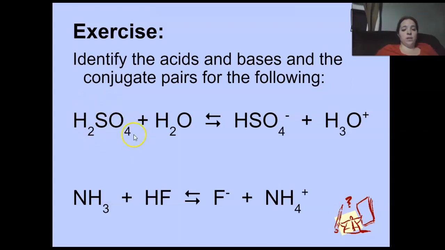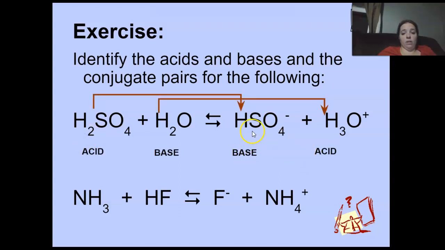All right, so looking at this, we've got H2SO4 and water goes to HSO4 negative plus H3O plus. So we've got to find which one loses a hydrogen, which means it's the acid. So this loses. This has to be the acid because it donates, which means this is the base. So if this is the acid, its conjugate would be over here. The conjugate for the base would be over here to that acid.